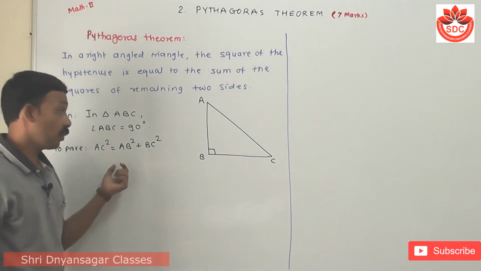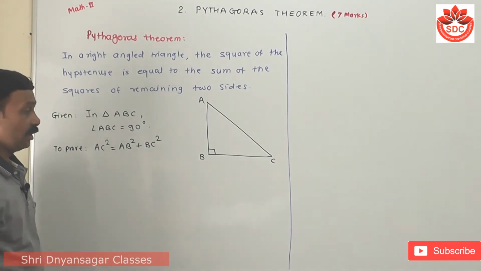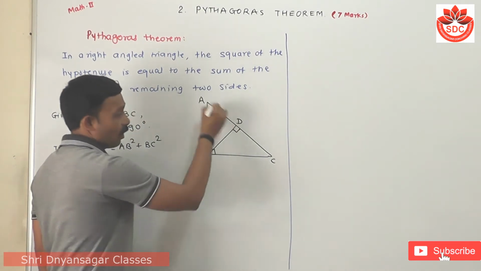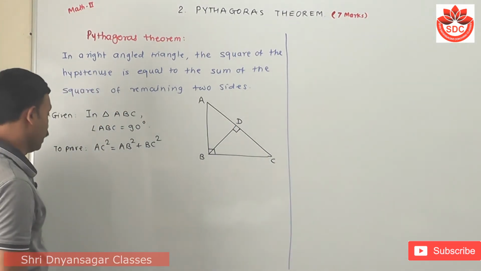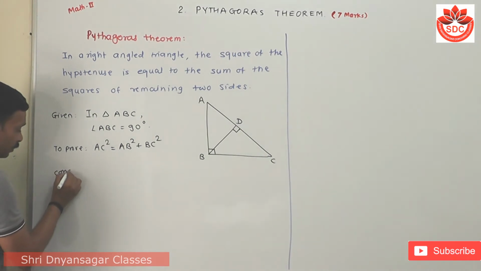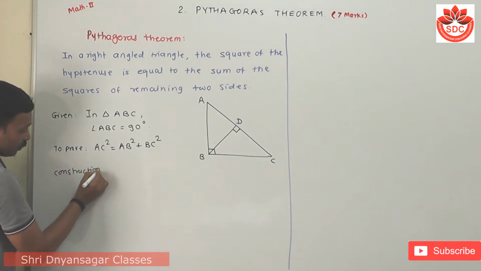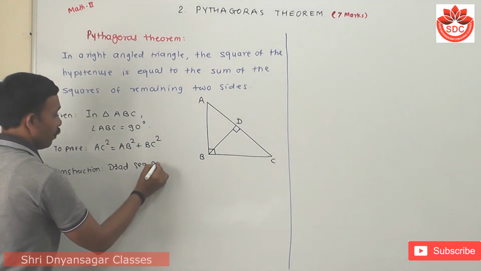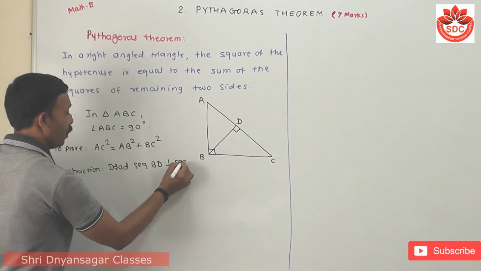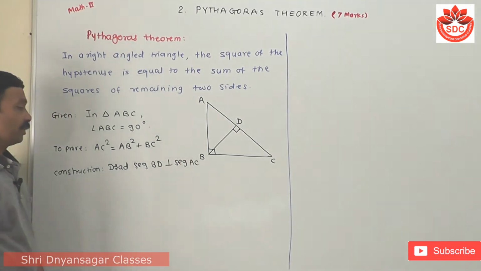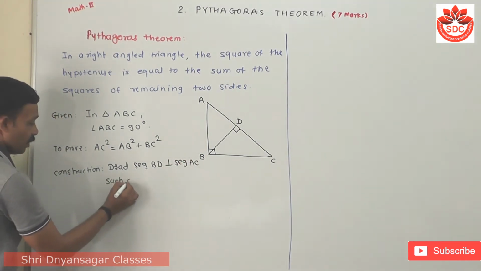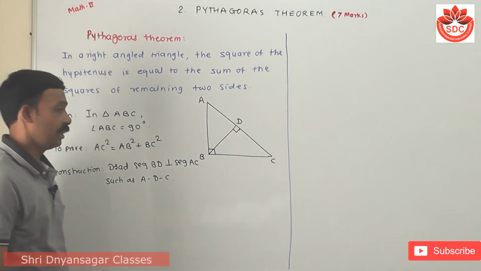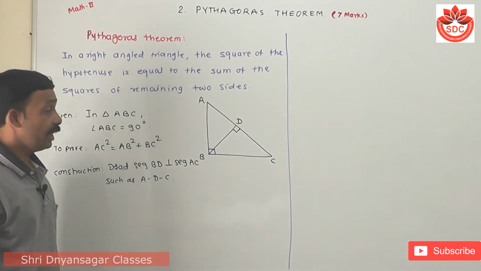Then for this proof, we have to draw one construction. The construction is: draw the segment BD perpendicular on segment AC, the hypotenuse. So I have taken its construction. Draw segment BD perpendicular on segment AC, such that A-D-C, A-D-C. Then we take its proof.